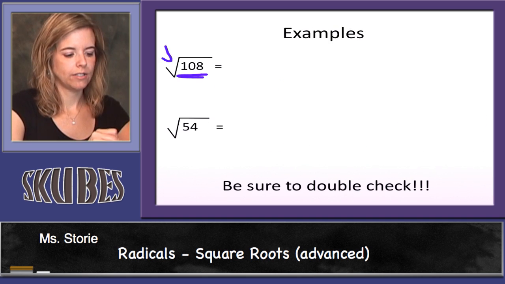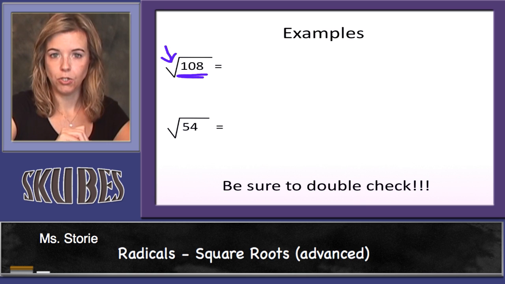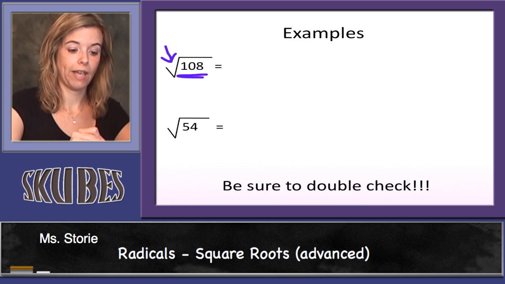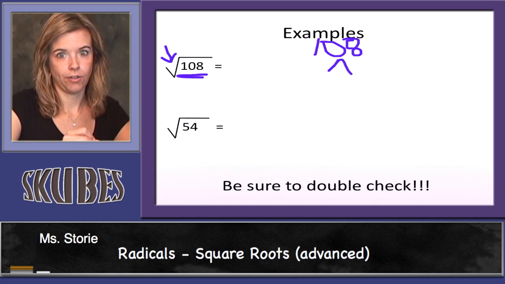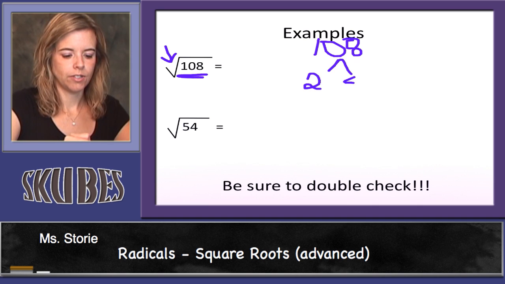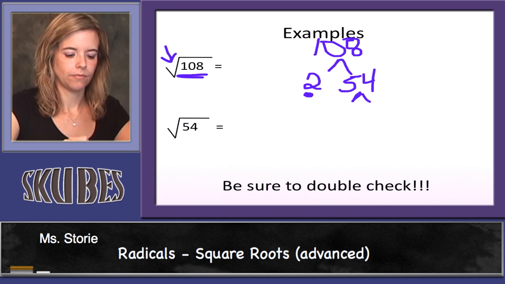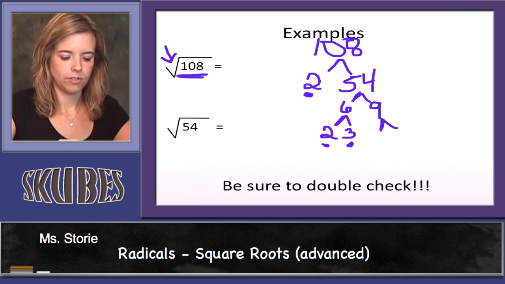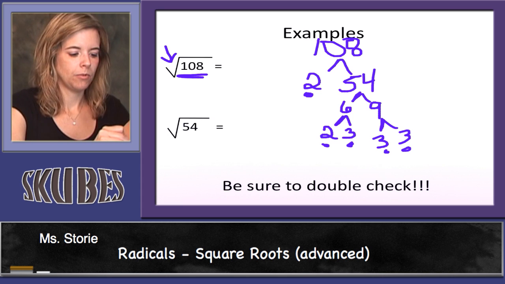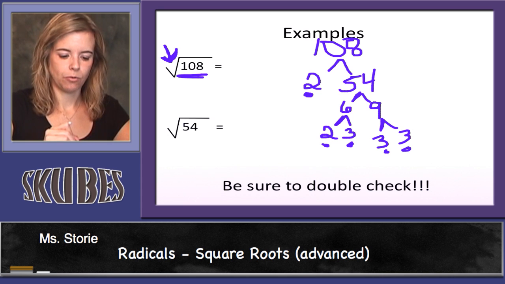Alright, let's try some more. We've got 108. Notice that the index is not written, so it's assumed to be 2, so we're looking for square roots or pairs. Let's break down 108. Again, because it's an even number, I know that 2 goes in there, and 2 goes in there 54 times. 2 is prime, 54 is not, so 6 times 9, 6 is not prime. 2 times 3, those are both prime numbers. And then 9's not prime, so let's break them down some more. Now we have all prime numbers. And remember that the index is 2, so we're looking for pairs.